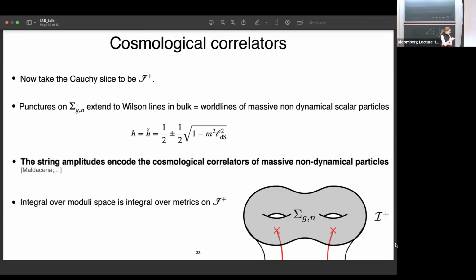But now let's take this Riemann surface, the surface Σ_{g,n}, to be the surface at scri plus. And then the punctures, by this relation between mass and conformal dimension, extend as Wilson lines in the bulk of some non-dynamical scalar fields. And for this to be in this form, 1/2 plus iλ, M needs to be much bigger than 1 over L de Sitter, so these need to be very heavy particles, so they don't backreact. Once we bring Σ_{g,n} to be scri plus, the interpretation of what we calculated before using matrix integrals or using bootstrap, our string amplitudes, is that they are the cosmological correlators of these massive non-dynamical particles. And the moduli space integral is an integral over all the possible metrics on scri plus.